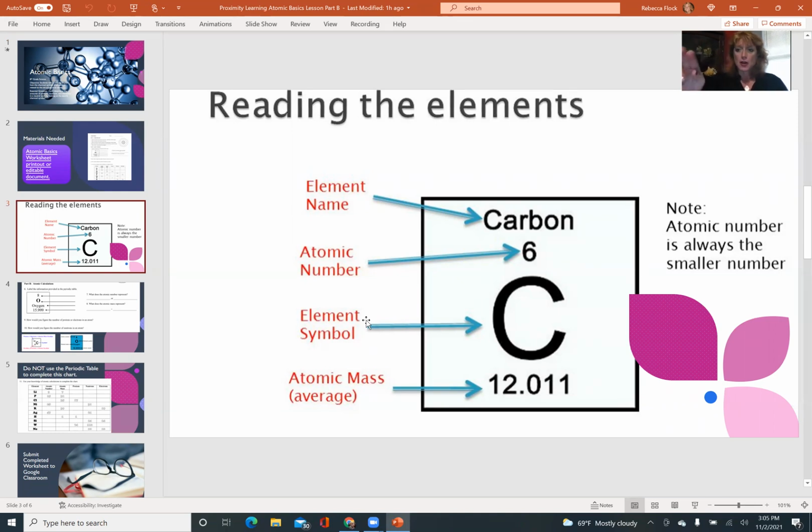So on the side, it says no atomic number is always a smaller number. They say that because sometimes they put the atomic mass on top and the atomic number on the bottom. Just know the atomic number is always the smaller number because it's the number of protons in an atom. The atomic mass is protons plus neutrons, so that's going to be a bigger number. Okay, so here we go.